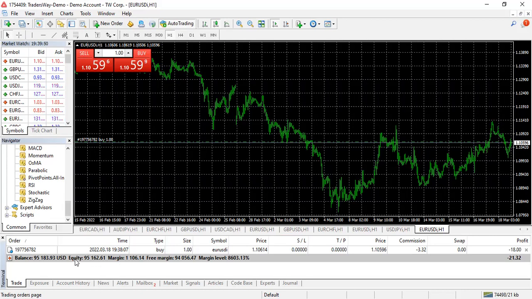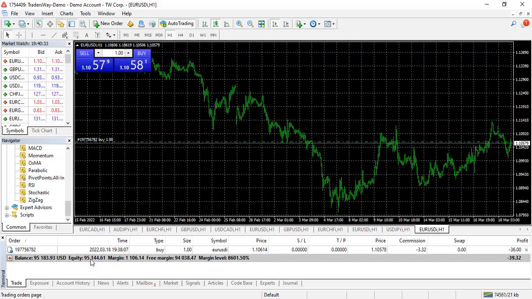So let's go back to equity. So this is equity. Here's how to calculate equity. So equity is your balance minus open trade. Your balance minus open trade will give you the value that will be in your equity. So this is our balance, we have $95,183. So minus our open trade. Currently, our open trade is at minus 28. So if you minus this amount from your balance, it will give you the amount that will be on your equity.